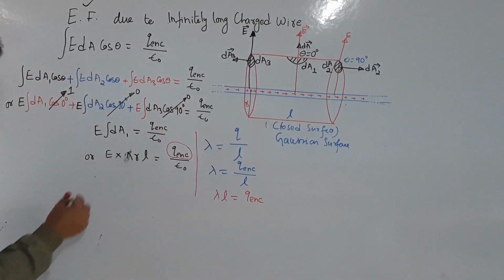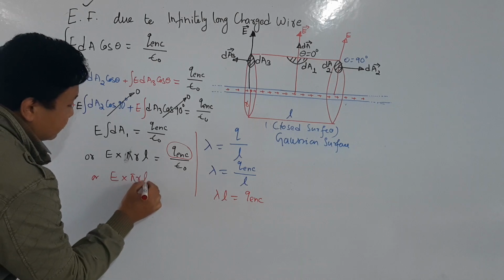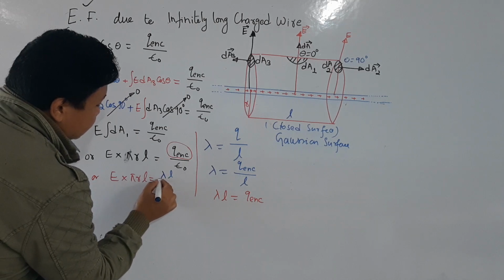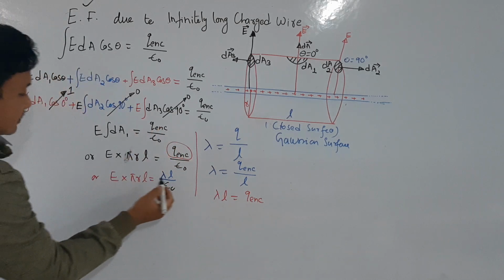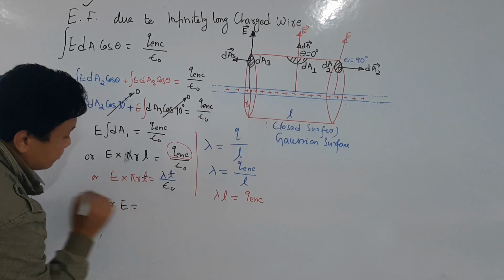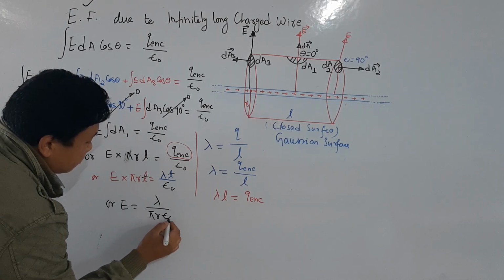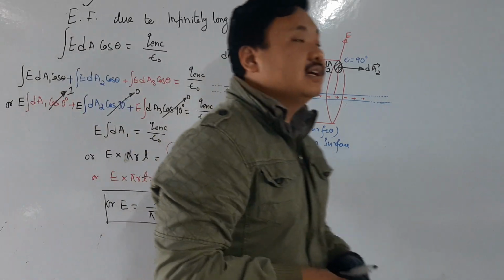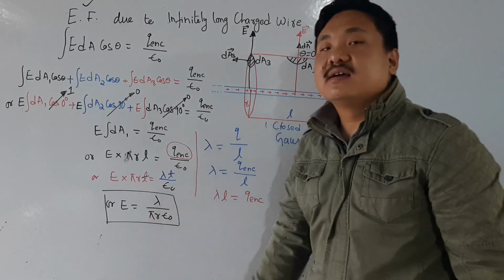So the equation will be E into 2 pi r L is equal to charge enclosed, which is lambda L, divided by epsilon naught. This L will cancel with this L, and I will get the electric field equal to lambda by 2 pi r epsilon naught. So this is my answer. The electric field due to a long charged wire is lambda by 2 pi r epsilon naught.